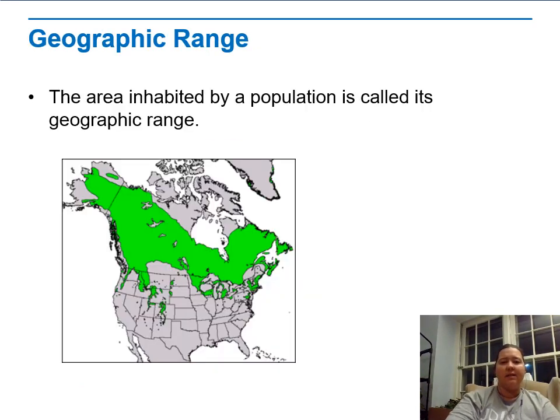Geographic range is the area that's inhabited by a population. So you can see here that this whole area that's green is the geographic range. Now we can talk about the continuous range, like here, or if this happens to be an animal, or a plant, or a species that may be found in more than one area on the world, we can talk about its entire global range depending on what we're discussing.